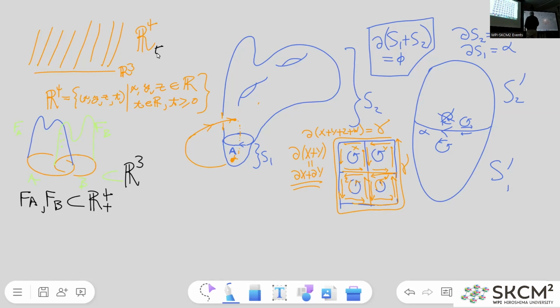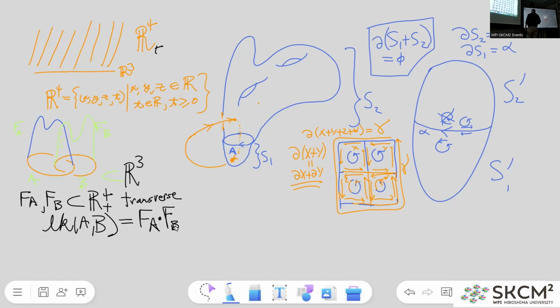And we make them transverse to one another, in general position, as nearly away from one another as we can make them. And then the linking number of A with B is equal to the intersection number of the 2 surfaces in 4 space.